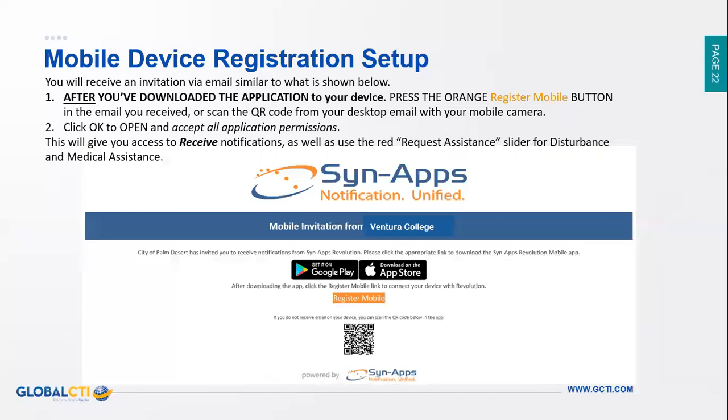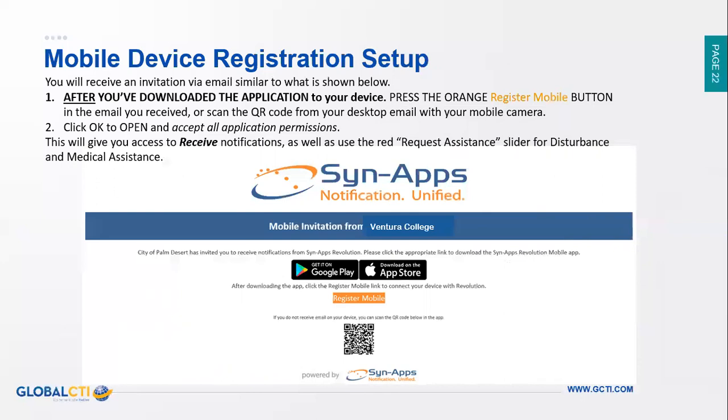the email you received. You're going to do one of two things. If you're looking at this email on your mobile device, the one with which you've installed the application, you can hit the orange Register Mobile application button in the email, and that will sync your installed application to your profile from the application server.